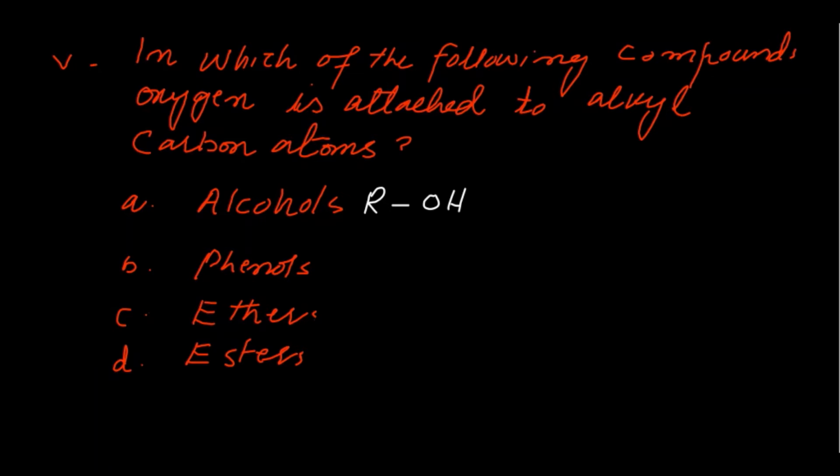Phenol can be written as C6H5OH. Right students? Or we can write phenol this way. With the benzene ring we will attach a hydroxyl group. Right? We will write the benzene ring, and with the benzene ring we attach the hydroxyl group. This is the general formula for phenol.